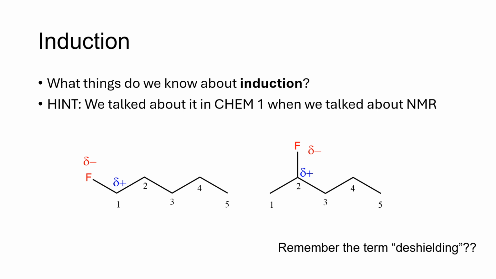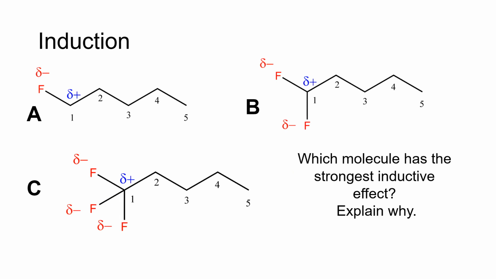We're going to use that same idea that an electronegative atom can create a very polar bond. Here, for example, this bond would be very polar, and that carbon would be very partial positive because of the inductive effect of an electronegative atom such as fluorine. So here are three molecules, and they're just carbon chains with the exception that A has one fluorine, B has two fluorines, C has three fluorines. To answer the question, which molecule would have the strongest inductive effect?